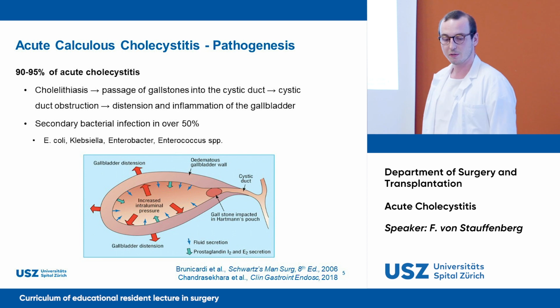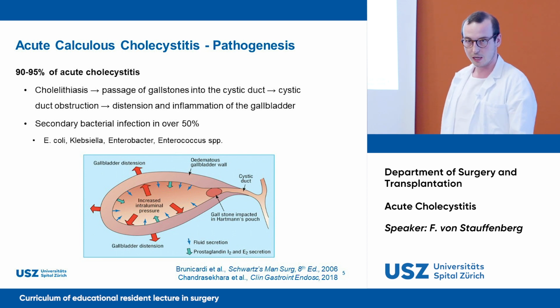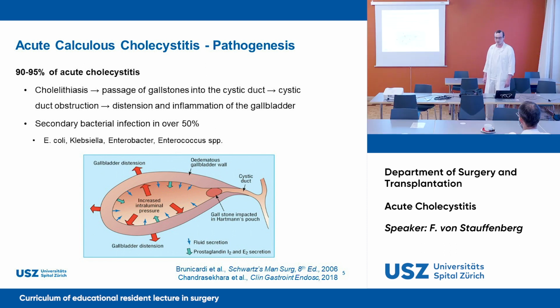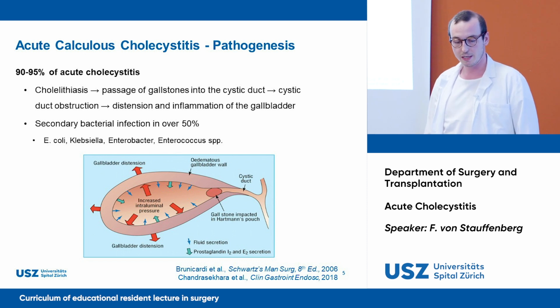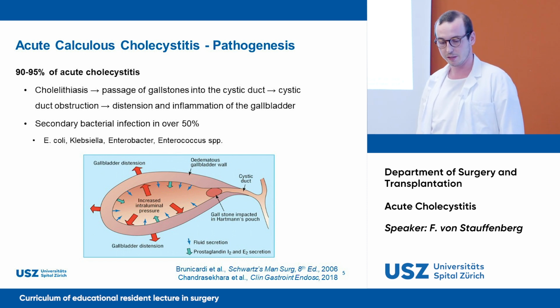The pathogenesis of acute calculous cholecystitis is, as calculous indicates, due to a gallstone. If there's a passage of the gallstone to the cystic duct, the cystic duct can be obstructed, as you can see here in the picture, which leads to a distension and inflammation of the gallbladder. In over 50% of cases, we have a secondary bacterial infection with intestinal bacteria.